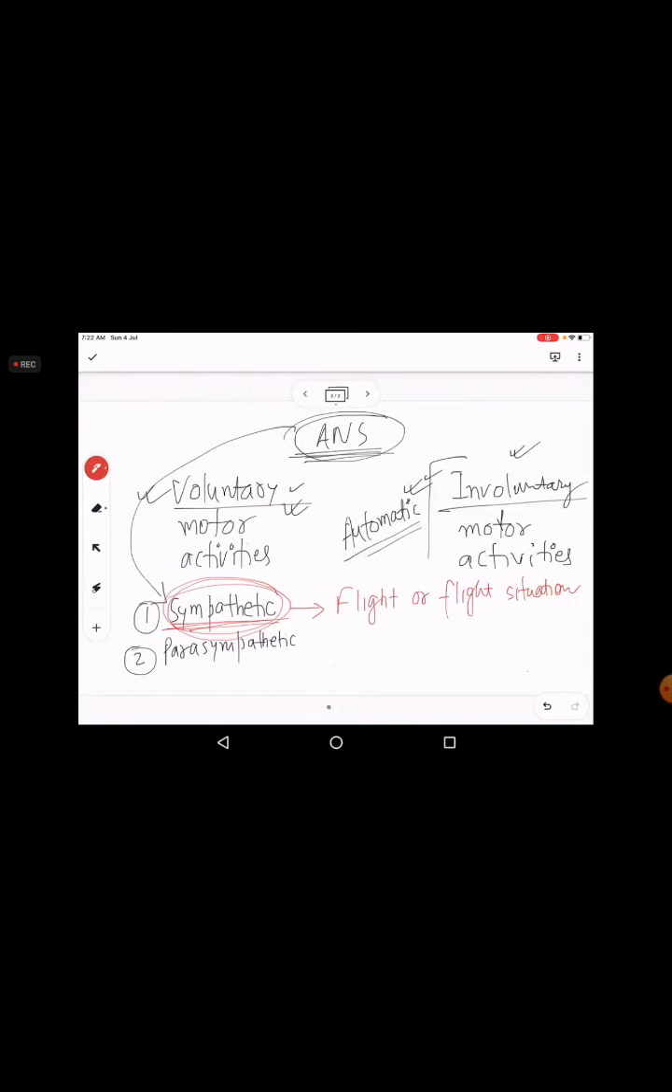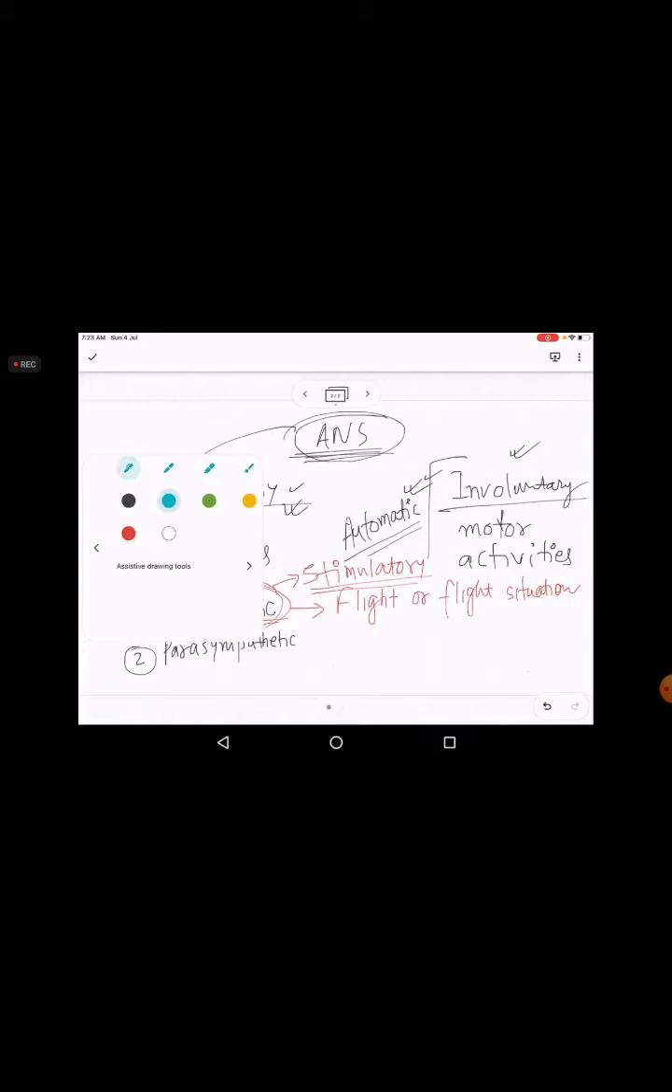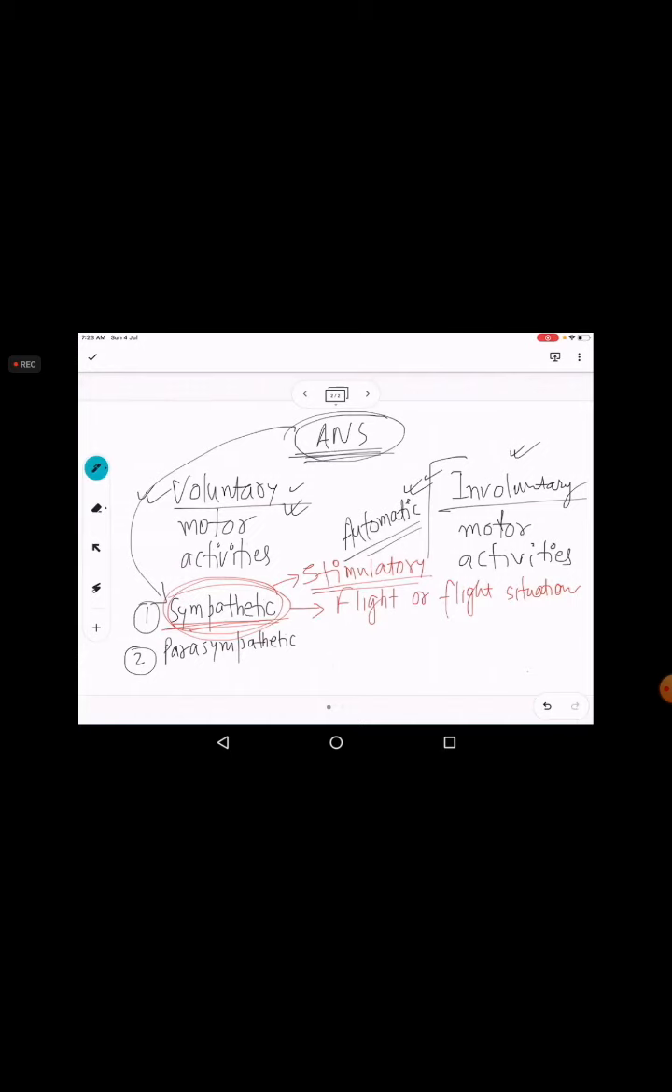In most cases, the sympathetic nervous system is stimulatory in effect. What is that? I shall tell you. Next one, the parasympathetic nervous system. Remember, mostly or in general, the parasympathetic nervous system is inhibitory in action. So sympathetic is stimulatory and parasympathetic is inhibitory in action.